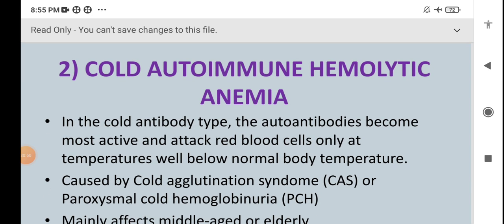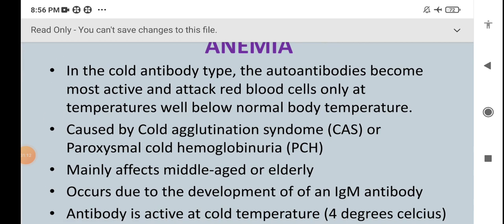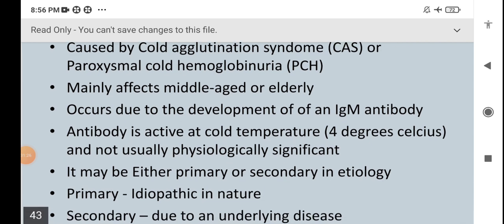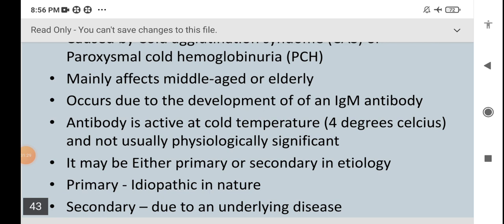Cold autoimmune hemolytic anemia: in the cold antibody type, the autoantibodies become most active and attack red blood cells only at temperatures well below normal body temperature. It is caused by cold agglutination syndrome or paroxysmal cold hemoglobinuria, mainly affects middle-aged or elderly people, and occurs due to the development of an IgM antibody. The antibody is active at cold temperatures, 4 degrees Celsius, and is not usually physiologically significant. It may be either primary or secondary in etiology; primary is idiopathic in nature, secondary is due to an underlying disease.